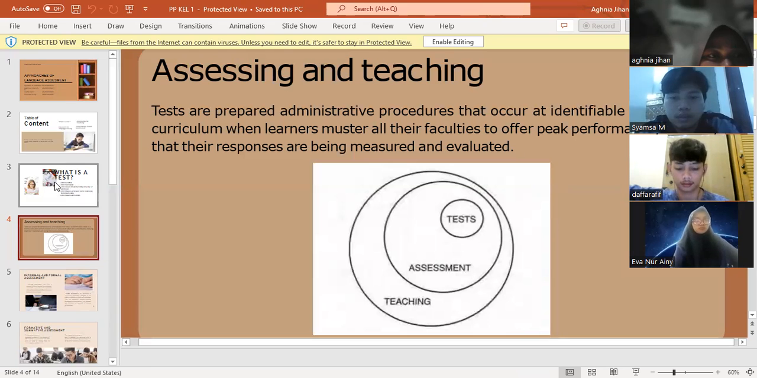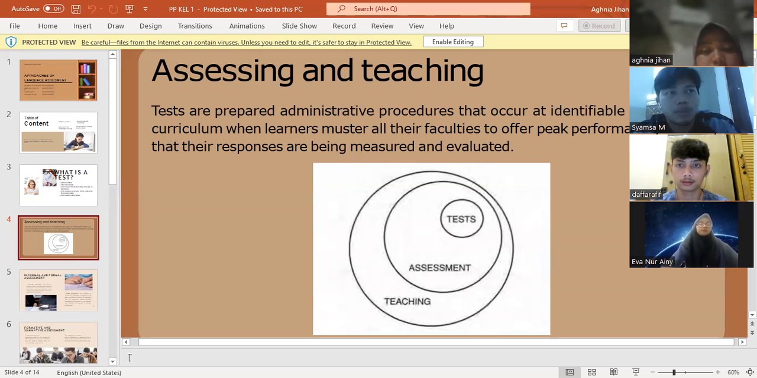Okay, I will use Bahasa to make sure you really understand. In teaching, a teacher is already doing assessment. So the teacher can do assessment anytime while teaching is going on. Then within assessment there are also tests, which we will discuss more deeply after this. Okay, next slide.